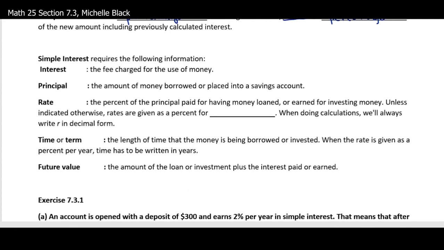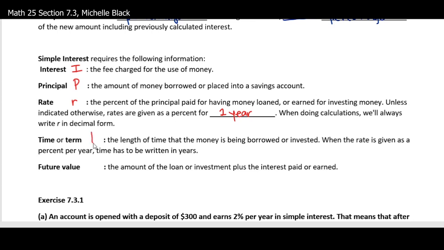For simple interest, we need the following information. First, we may need to know the interest, which we'll call I. Again, this is the fee charged for the use of money. We also need to know the principal, which we call P, which is the amount of money borrowed or placed into a savings account. The rate, which we use a lowercase r. This is the percent of the principal paid for having money loaned or earned for investing money. Unless otherwise indicated, rates are given as a percent for 1 year. And also, when doing calculations, we like to write our interest rate in decimal form.